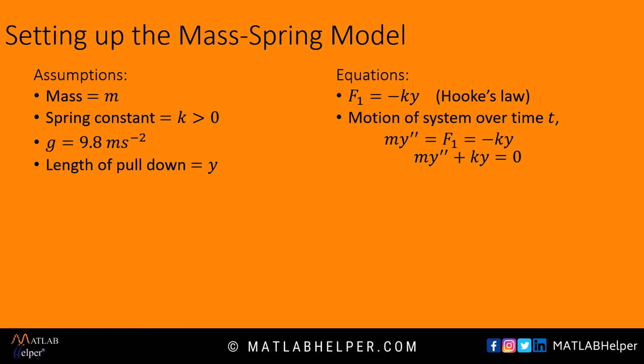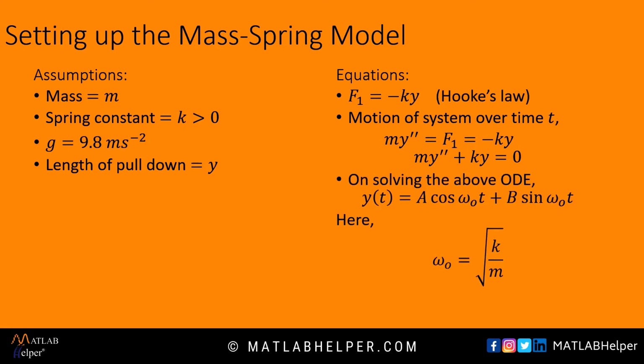The equation here is an ordinary differential equation, and upon solving it, I get y of t equals a cos omega naught t plus b sin omega naught t, where omega naught is square root k by m. Now that we have some equations, we will use MATLAB and check our results. We should be getting a graph of simple harmonic motion. So let's switch to MATLAB and then model our mass spring system.